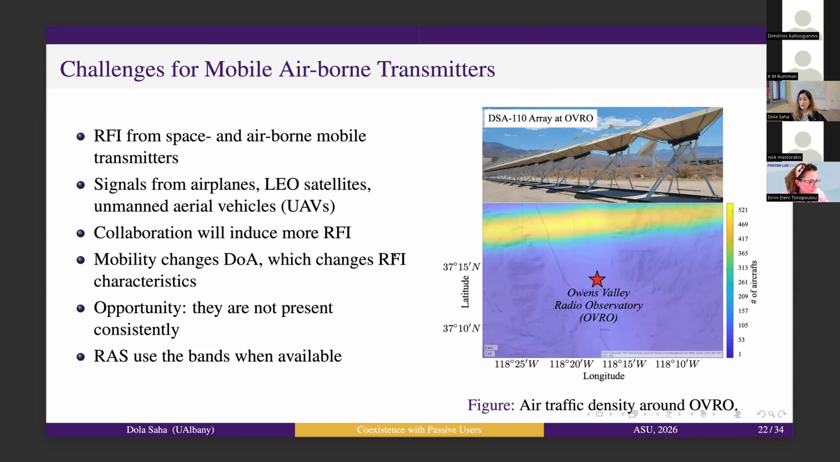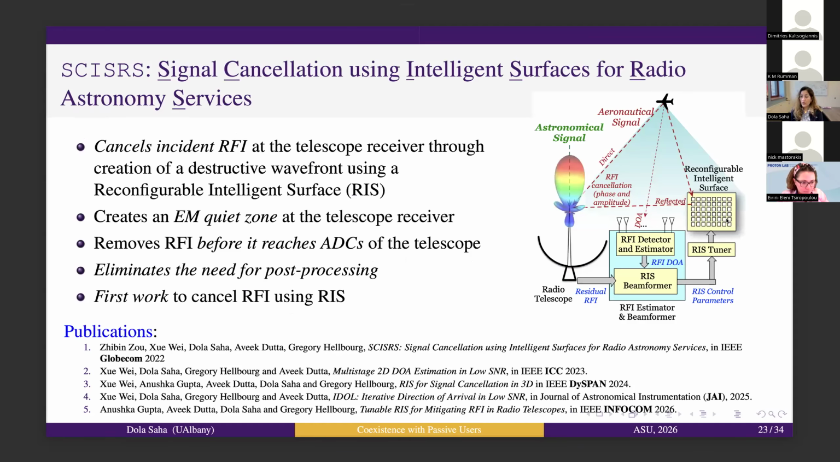And here is one example. This shows the amount of flights that actually pass near Owens Valley Radio Observatory. So they cannot look at this side of the sky at 1090 megahertz because that's where ADS-B signals are. So what we proposed is, here is the case. This is mostly showing an ADS-B signal transmitted by a flight, but this can be a satellite system as well.